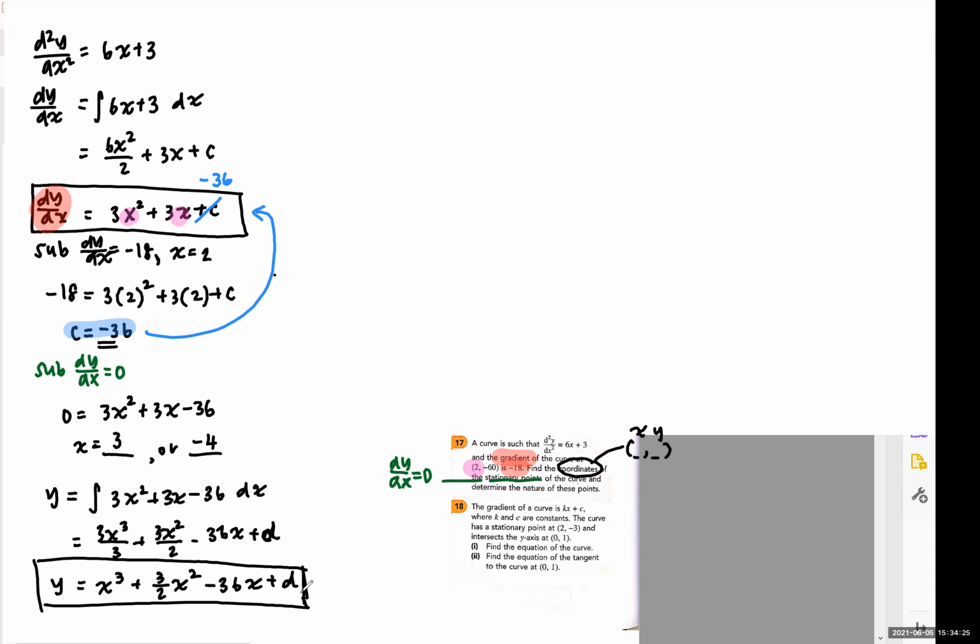The y and x. Okay, which y value? 2 and negative 60. Yes, sub in here. Okay. So right now we can write down, we're going to sub x is equal to 2 and y is equal to minus 60. So from here I can have my y equation. So not y equation yet, I need to find my d. So it means that minus 60 is equal to, so let's start subbing in all the values. Okay, so what will you guys get?